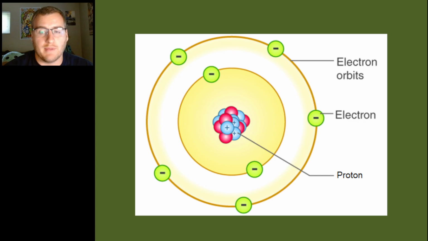Okay, here's our picture. A very simplified picture, not super accurate, but we have in the middle protons, in blue, the neutrons with no symbol on them, meaning neutral. And then around the nucleus in different orbitals are the electrons.